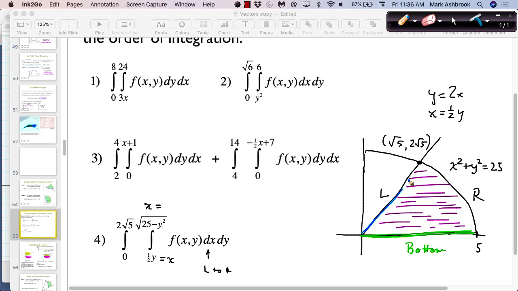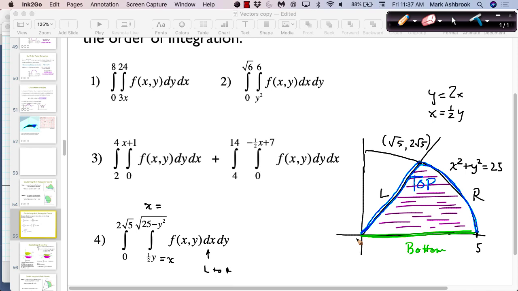Where's the top of this thing? The intersection is not the top. If we're doing bottom to top first, this whole thing is the top. The top is the light blue. So, 1 or 2 double integrals? 2.